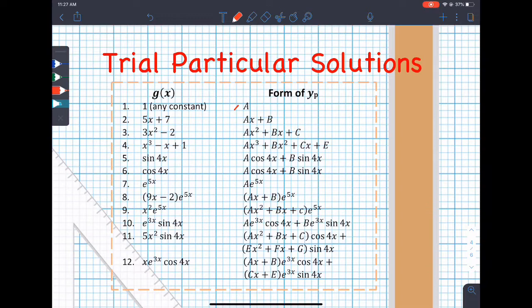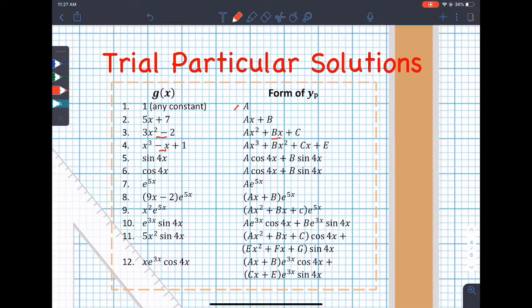So for example, if we have 5x + 7, that would become Ax + B. Next, we have 3x² − 2. As you can see on this given g(x), we don't have a term which involves x. However, for our trial solution, there is a Bx here. In the trial solution, all of the terms should be complete, from x², x, up to the constant. The same is true with number 4. We don't have the x², but that is present in our trial particular solution, which is the Bx².